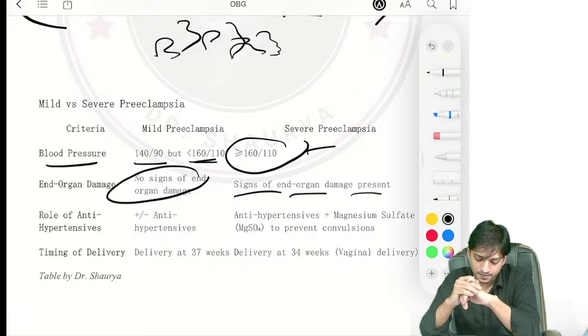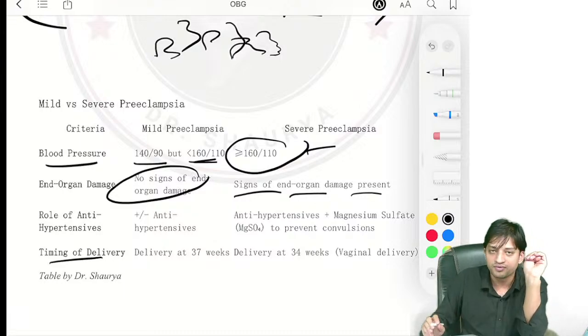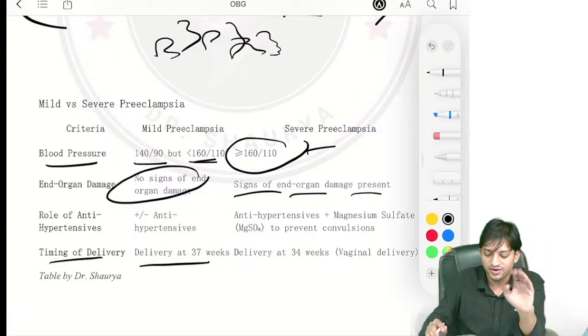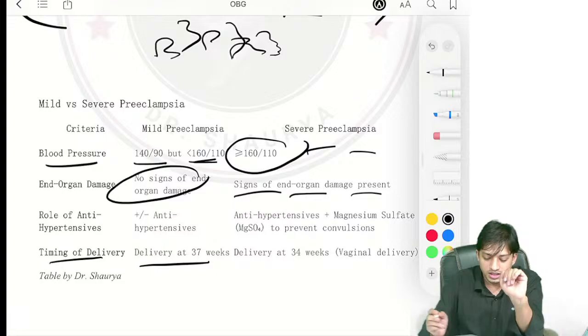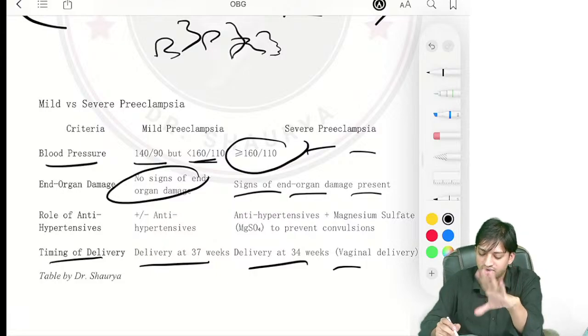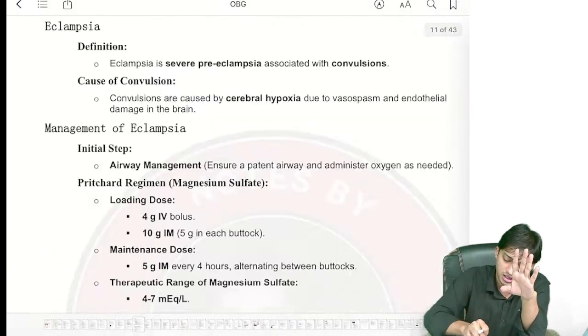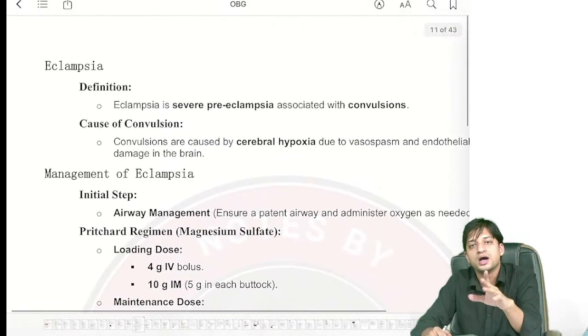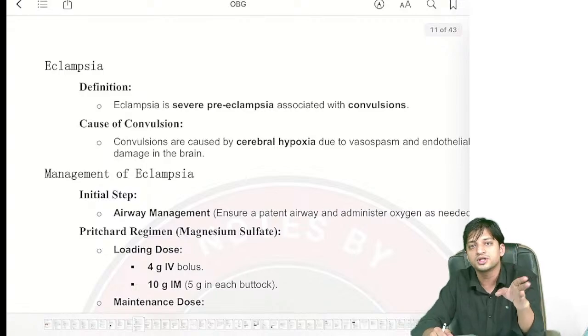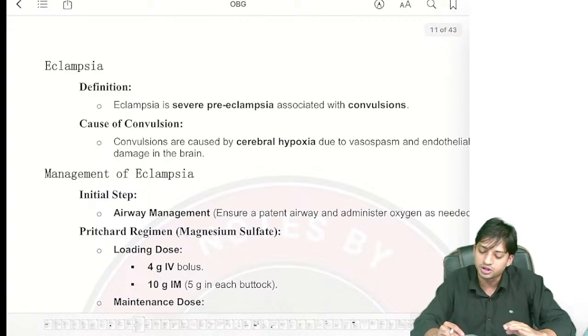Now, come here. For the timing of delivery, you can look at delivery at 37 weeks generally, and in severe preeclampsia you can go for delivery at 34 weeks, vaginal delivery. But in that case, again I told you, if the fetal age is less than 34 weeks, you have to give corticosteroid for fetal lung maturation, and then you have to plan for the termination of pregnancy.